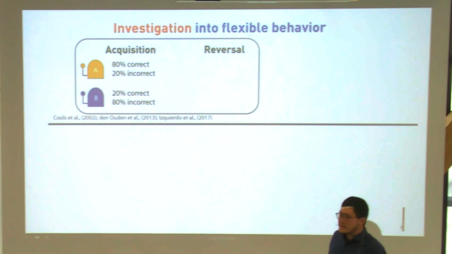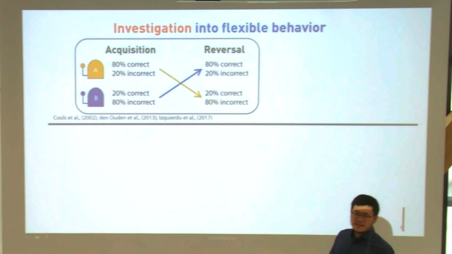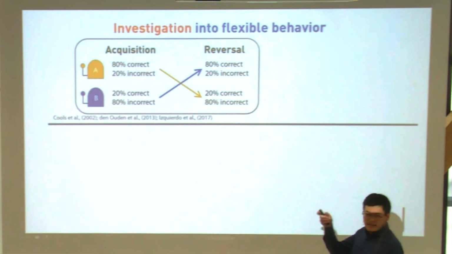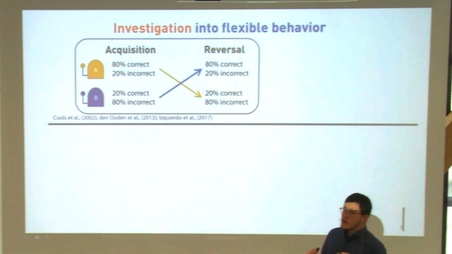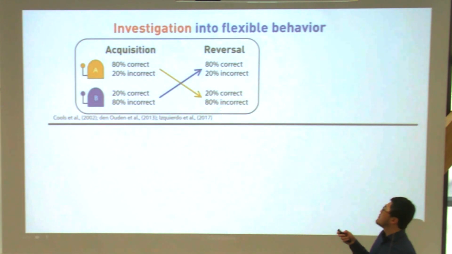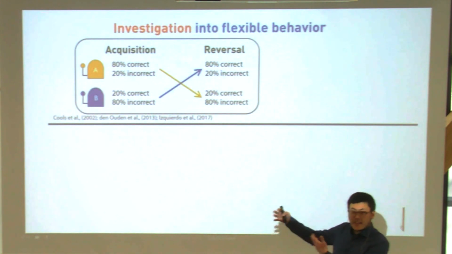So what is reversal? Reversal essentially means there's a change, right? So 80-20 here becomes 20-80, and then this one also. That means the better option will become worse, and the worse option will become better. So this is the change of the environment.